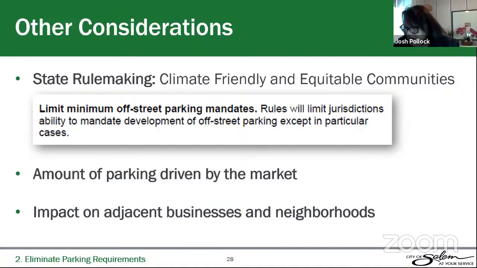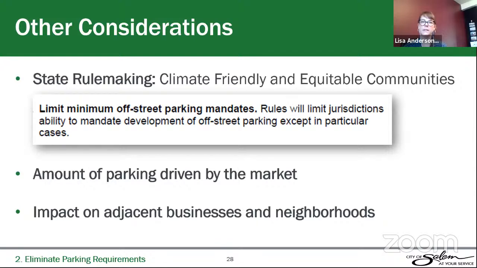Okay, thank you. And of course, as Eunice is saying, even if we eliminate the requirements, the business or user could decide that their use does need a certain amount of parking and they could provide that, but that's based on their own market needs instead of the city dictating that.